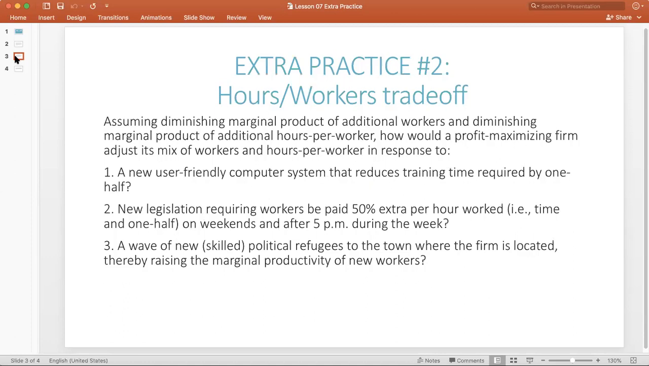So same question for number 2: how would a profit maximizing firm adjust its mix of workers and hours per worker in response to new legislation requiring workers to be paid 50% extra per hour worked, so time and a half, on weekends and after 5 p.m. during the week?